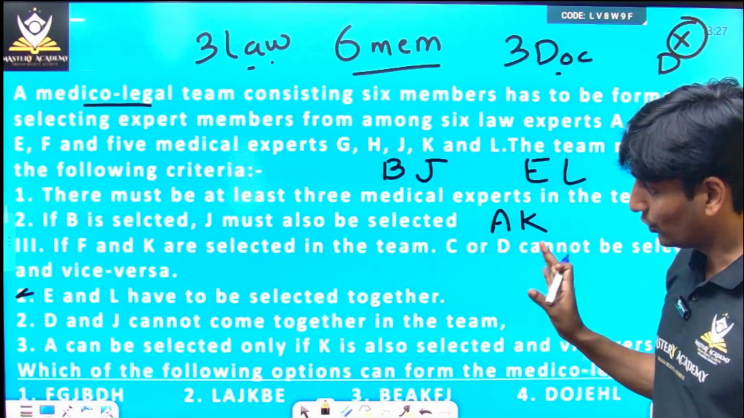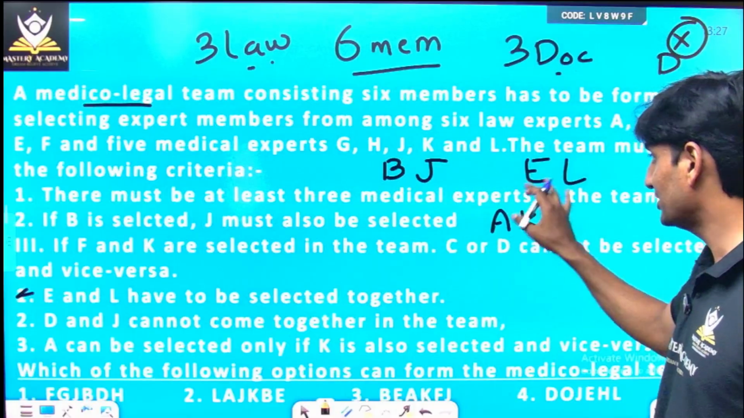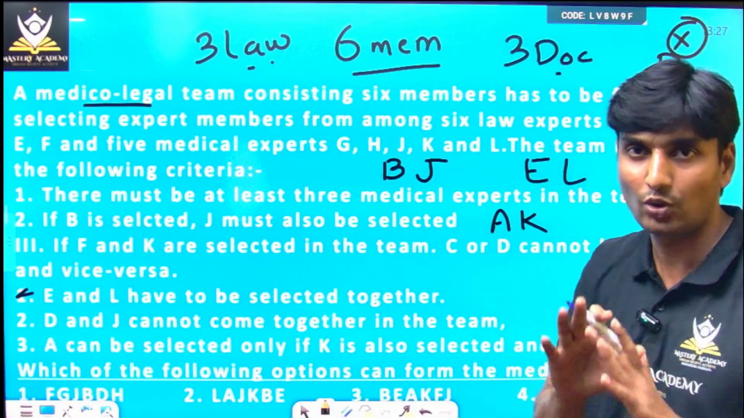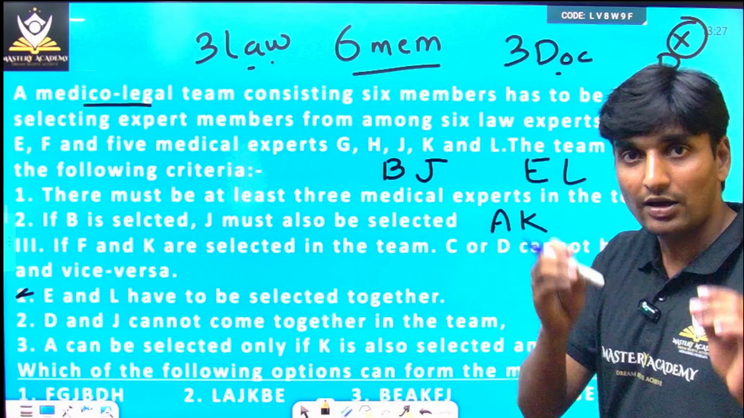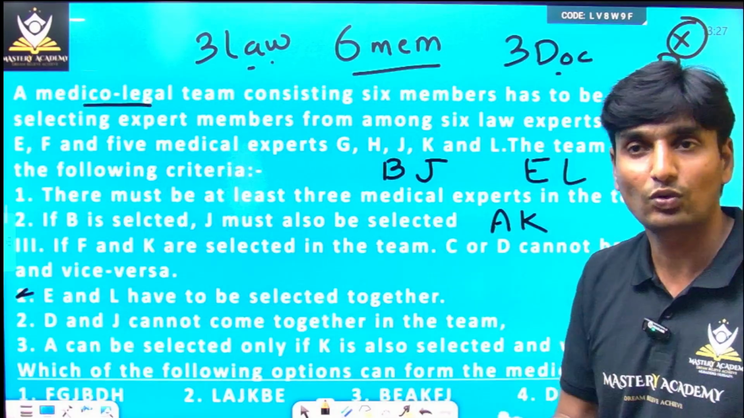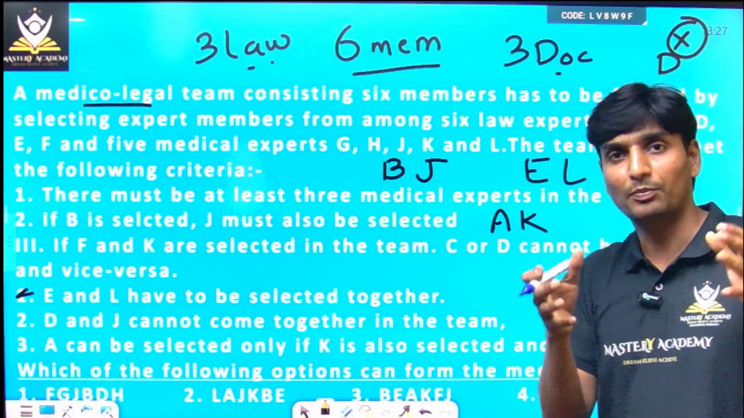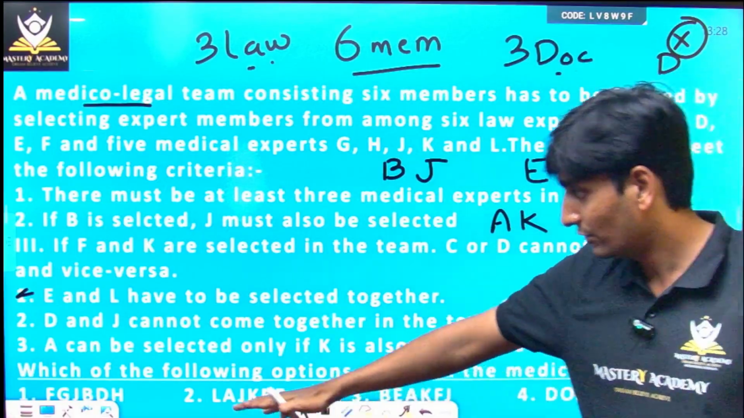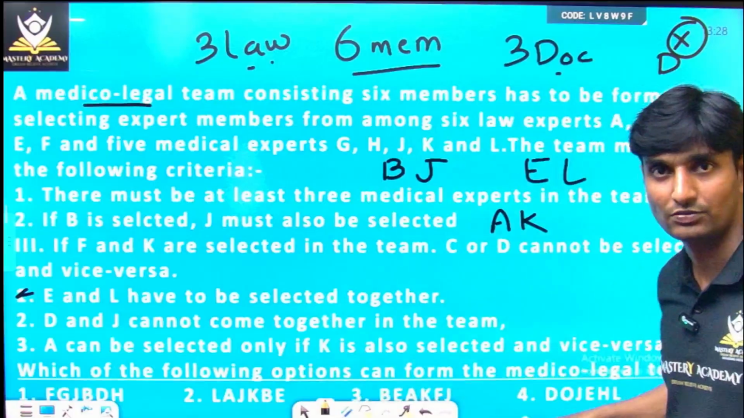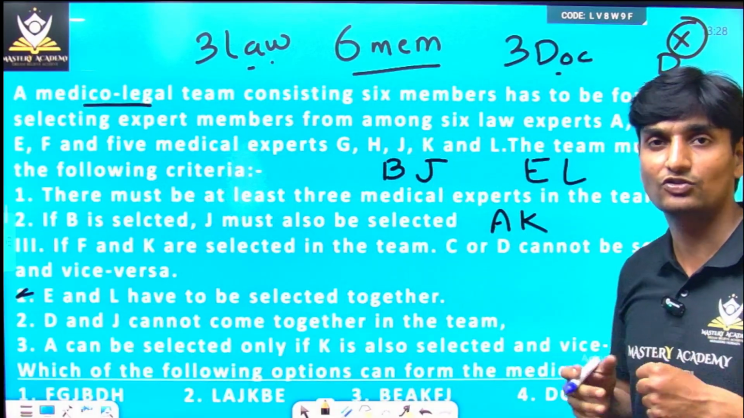Okay, now what you have to see: we do not know for sure whether we are picking BJ, EL, AK. We do not know that BJ are selected or that they are a must. So we don't have to identify the perfect answer here. First we will have to look at the options, and looking at the options, you will have to decide whether the selection is going to be right.